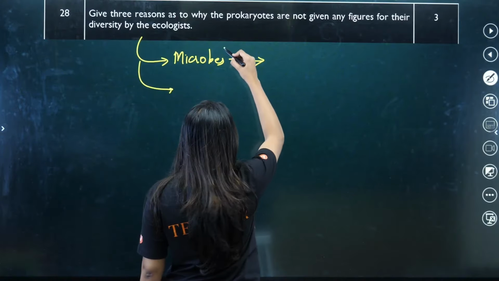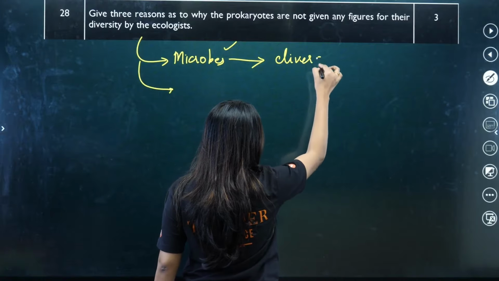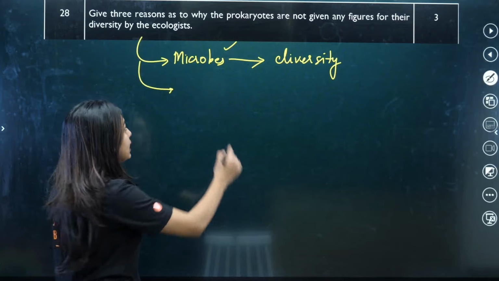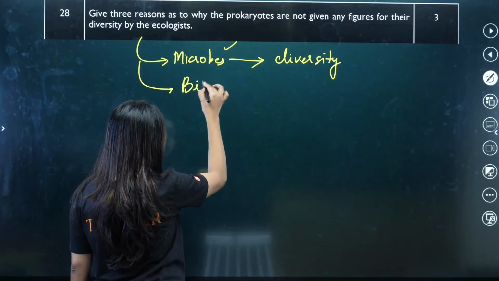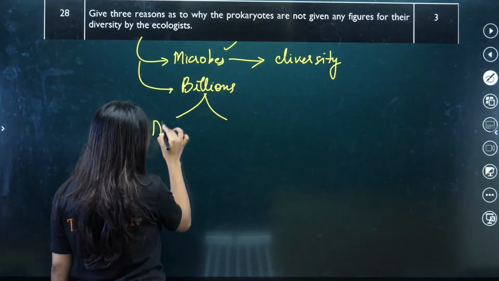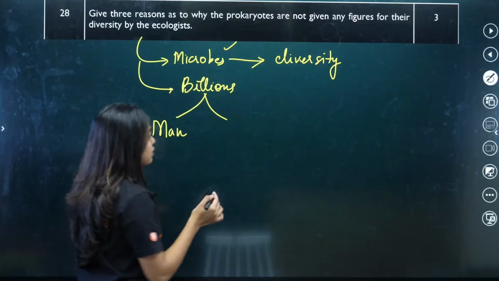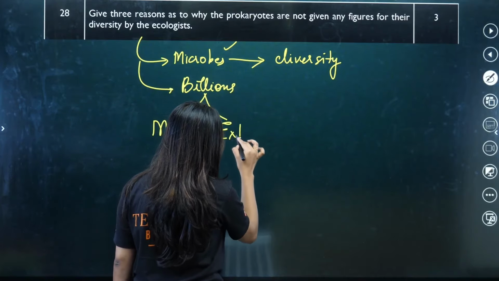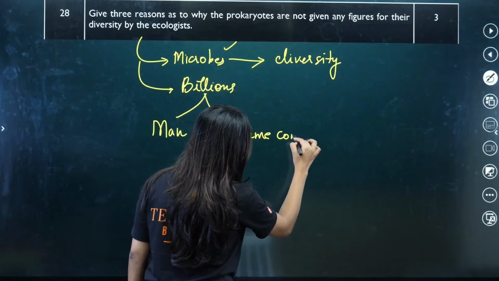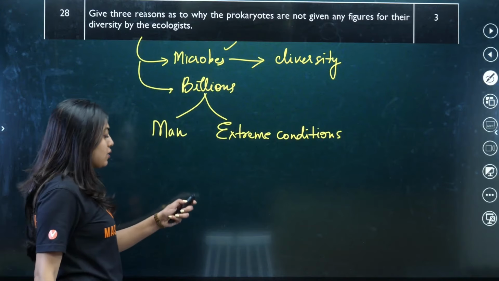Now, how do you expect an ecologist to go there and find the microbes? It's not possible, right? He will die in search of the microbes. So, the main reason is microbes are spread all over. The diversity is too much that it is difficult to put it into one place. There are billions of microbes present in most of the places where even man cannot go. Most of the places are in extreme conditions, thermoacidophiles and all that. These are the two reasons why we cannot put prokaryotes very easily.